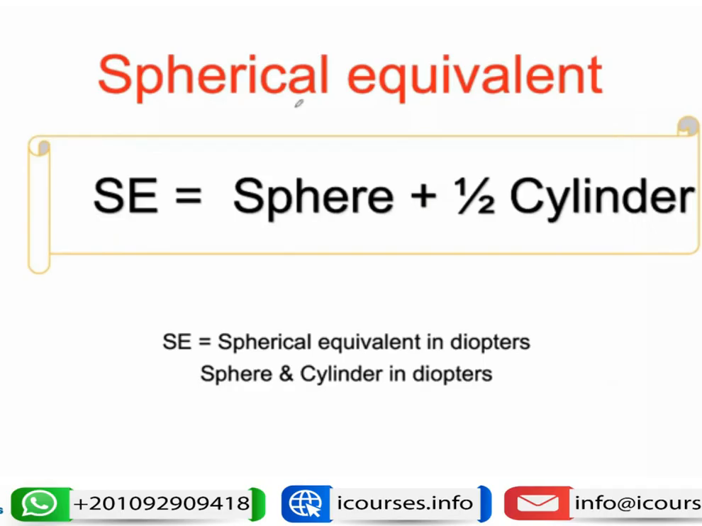Or the most common equation that we use in practice and is also asked in the exam is the spherical equivalent equation, which is the sphere plus half of the cylinder. So sphere plus half of the cylinder will give rise to the spherical equivalent that can be used as a contact lens or can be used in glasses, but it will not give the best vision, as we said.